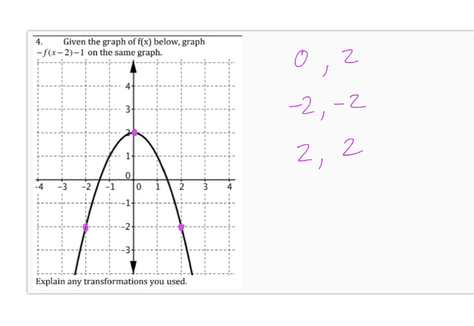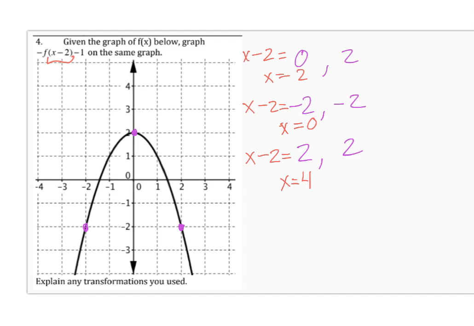I'm going to do my x stuff first, just because that's a little bit easier. So I've got x minus 2 equals 0. That gives me x equals 2. I've got x minus 2 equals negative 2. That gives me x equals 0. And I've got x minus 2 equals 2. That gives me x equals 4. I'd like you to also notice that we can think about this geometrically. In all three cases, these moved 2 units to the right.